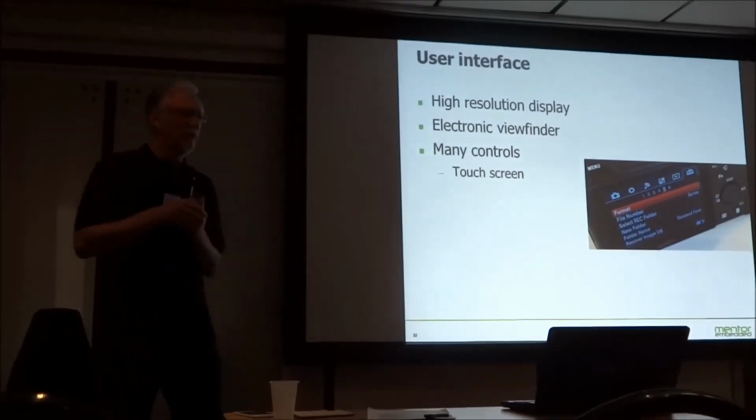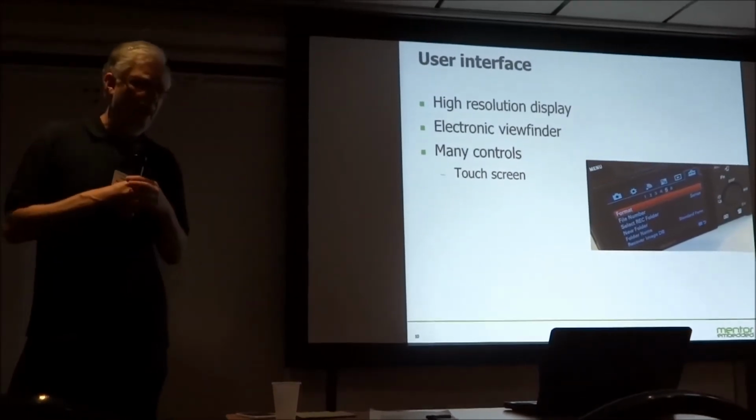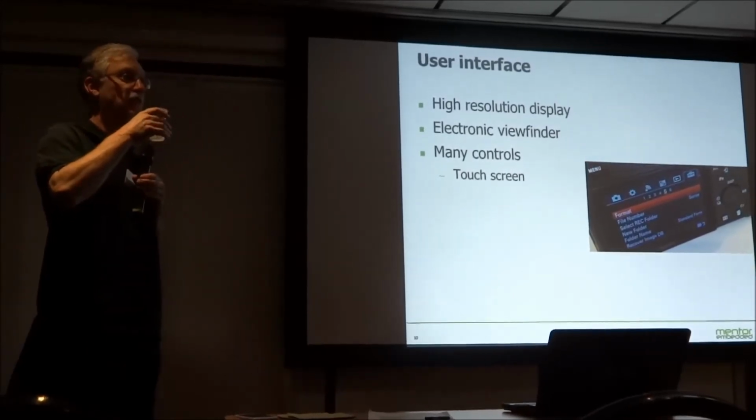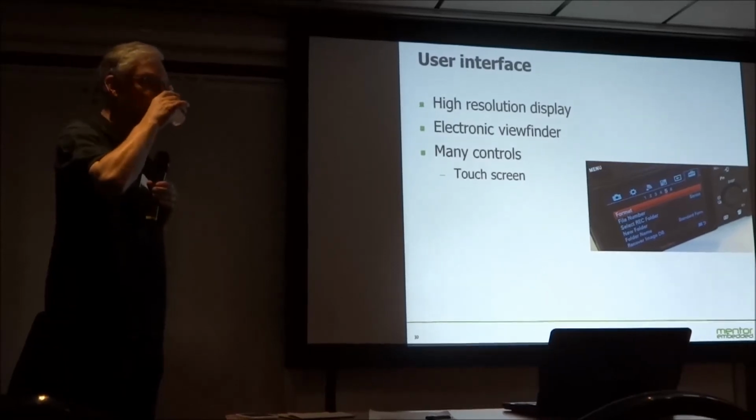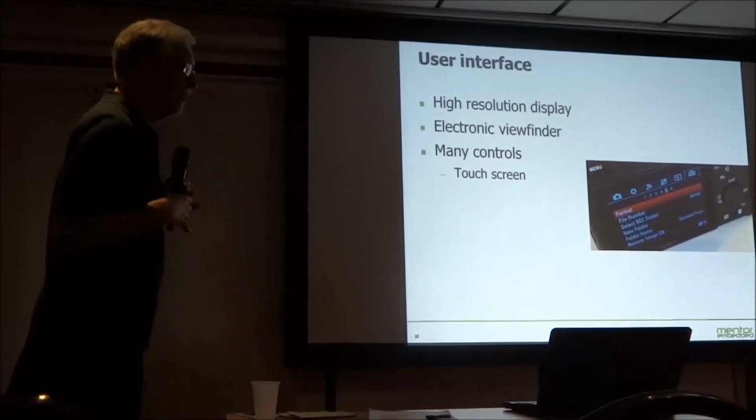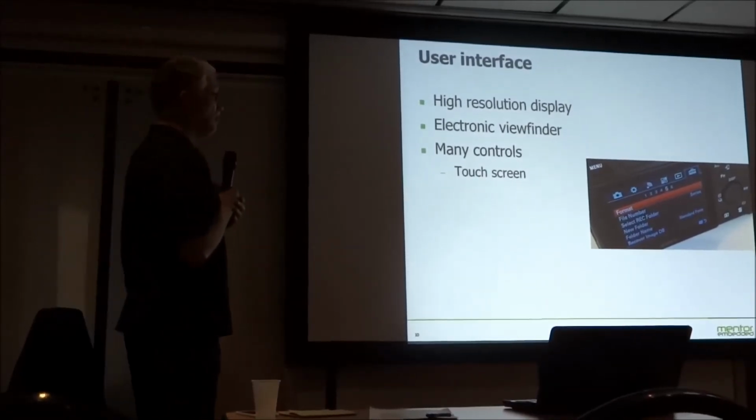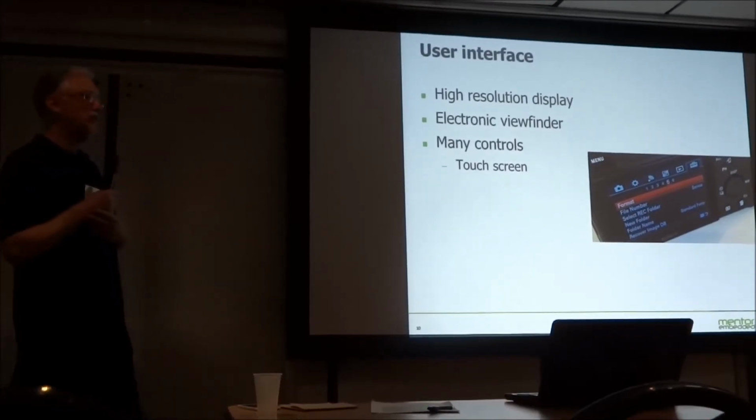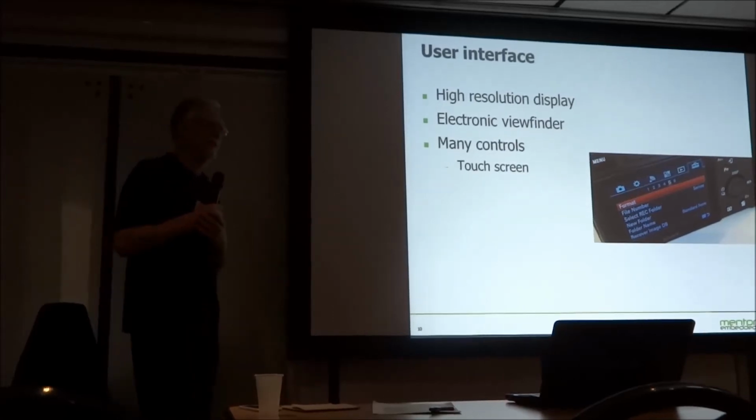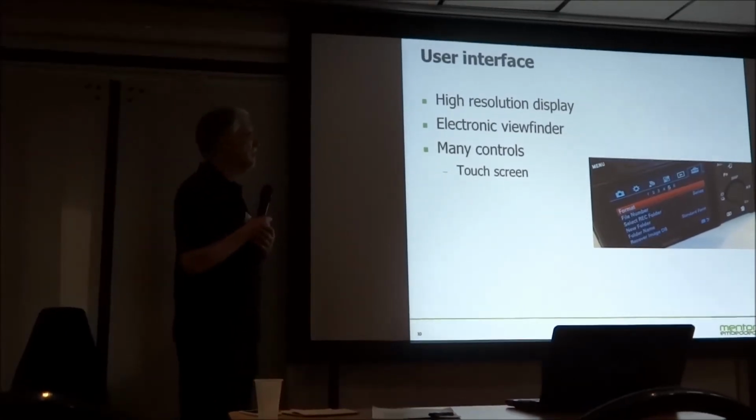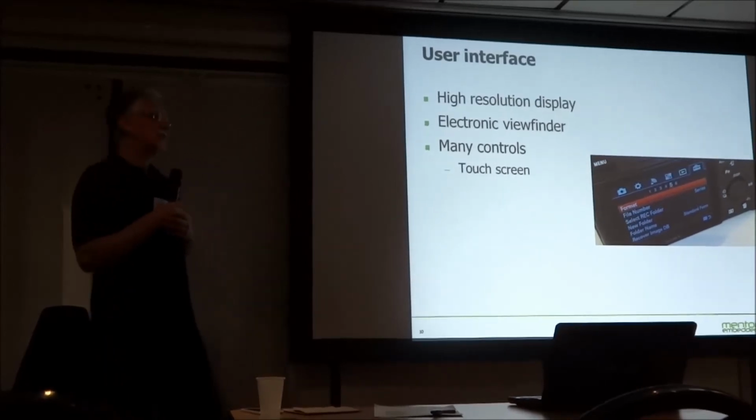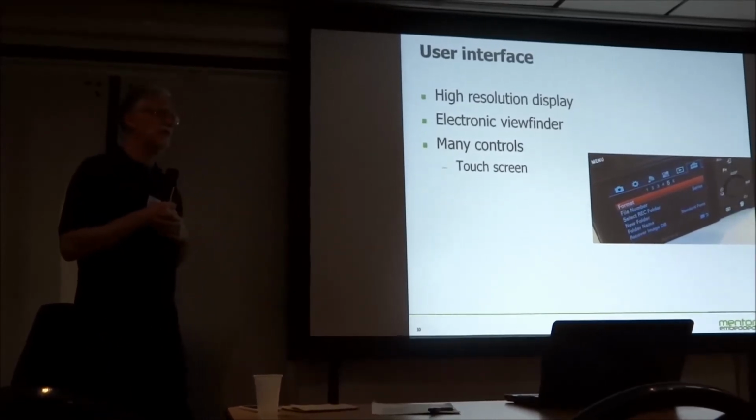Then the last area we look at is the user interface. It's one of the most critical parts of a device because it affects the user's experience. As I mentioned at the beginning, a bad user interface completely destroys a product. This particular camera has quite a good user interface. It has lots and lots of functionality, but it's been organized quite well. Of course, we have a high-resolution display for looking at pictures. That requires careful management. An electronic viewfinder is a second display.